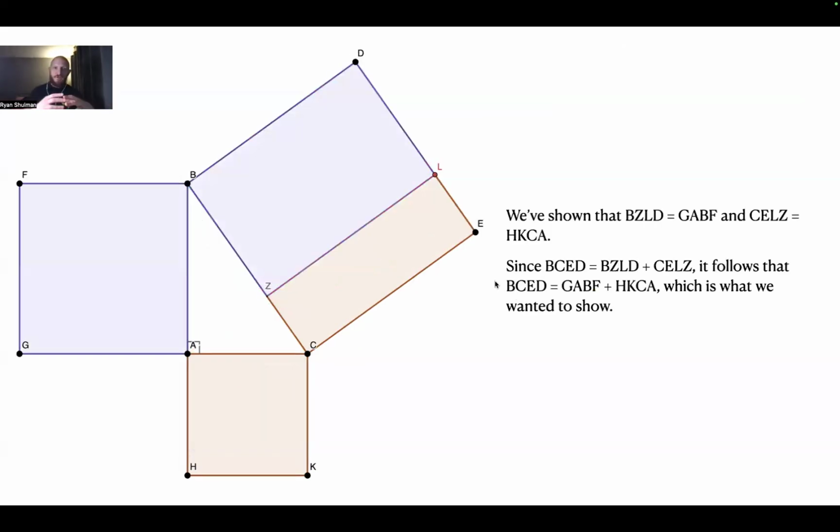And so we just put it all together now. We've shown that BZLD, the purple rectangle here, is equal to GABF, the purple square. We've shown that CELZ, the brownish rectangle, is equal to the brownish square, HKCA. So adding these together, we see that this larger square BCED, which is the sum of the purple rectangle and the brown rectangle, is equal to the sum of the squares GABF and HKCA, which is what we set out to show to begin with.